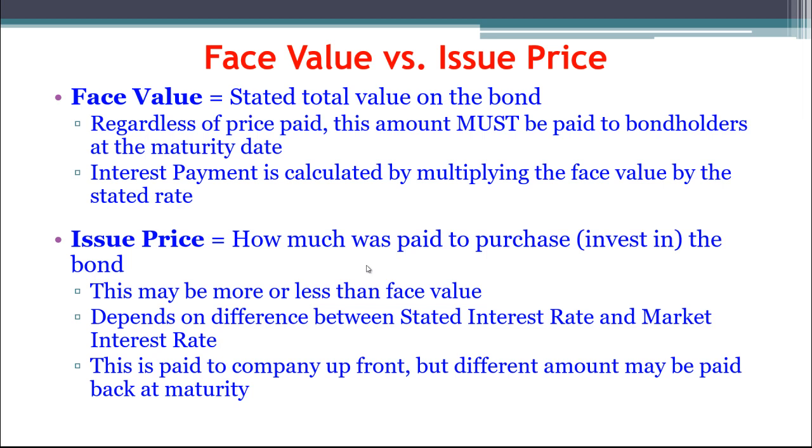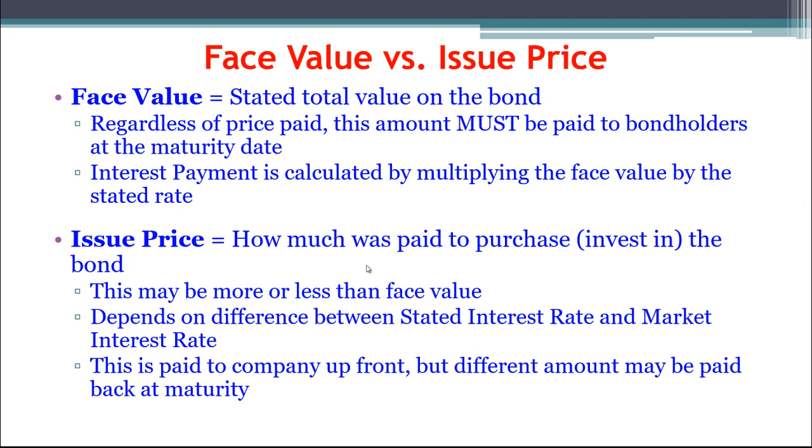That's the difference. The interest payment is calculated by taking this face value or par value and multiplying it by the stated interest rate. Now again, by interest payment, I'm talking about the cash interest payment that's going to be made every 6 months, year, whatever it happens to be.